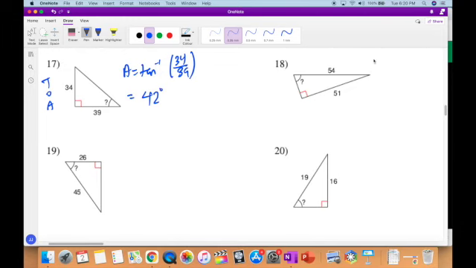Did you guys know that 42 is the answer to life, the universe, and everything?